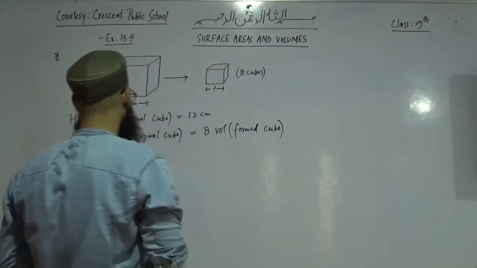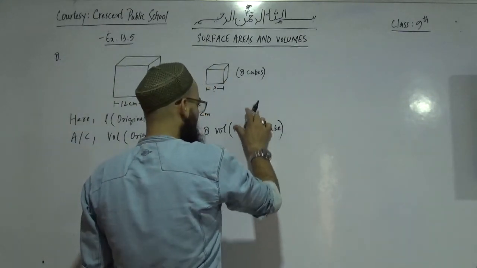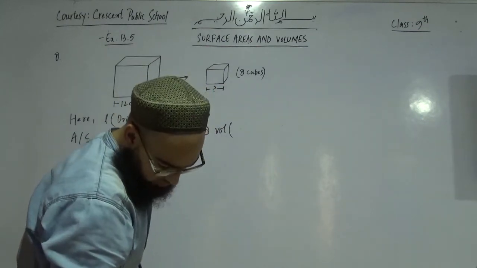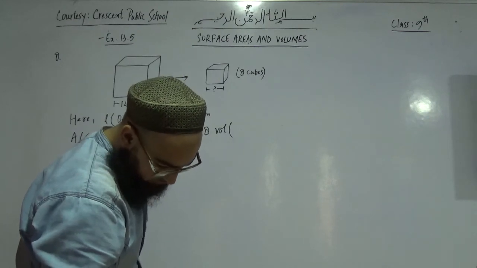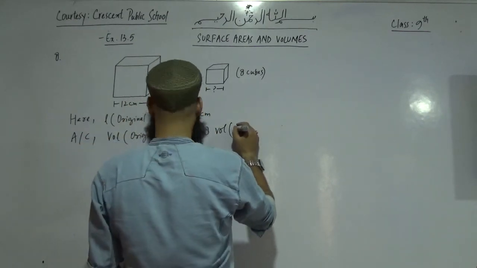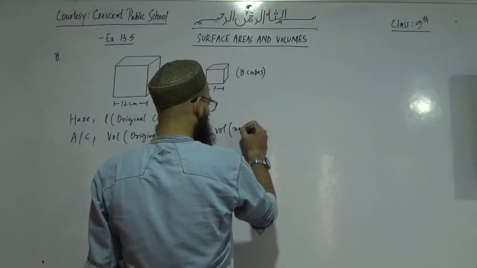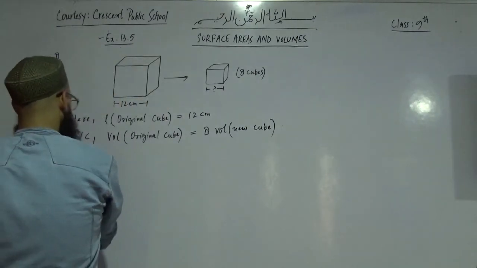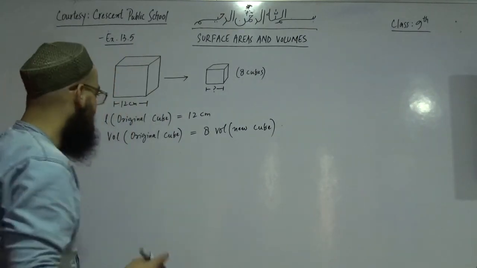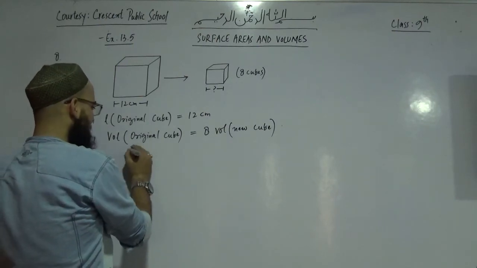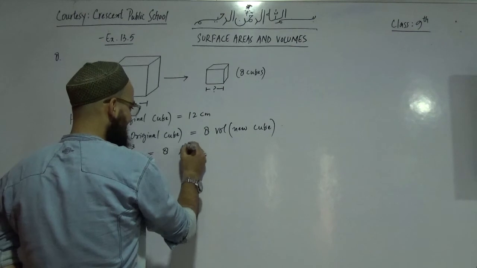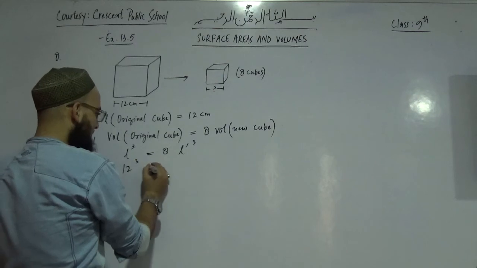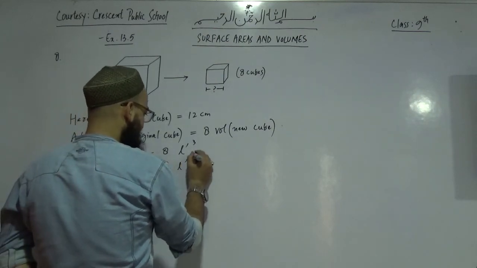For the new cube, you can say volume of formed cube or volume of new cube. Let's write volume of new cube, because the question asks for the side of the new cube. You know the formula for the volume of a cube, that is L cube. So L cube is equal to 8 times L dash cube, which implies 12 cube is equal to 8 times L dash cube.